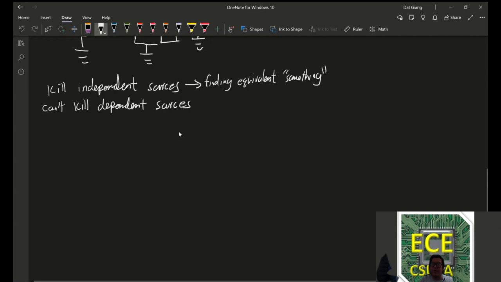Or if you're talking about RC, LC, RL, finding something or an equivalent resistance so you can model it with the time network. Unfortunately, with dependent sources, you can't kill them at all because they're part of the model.